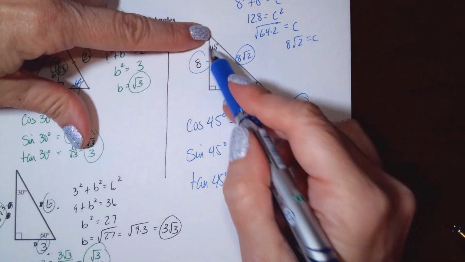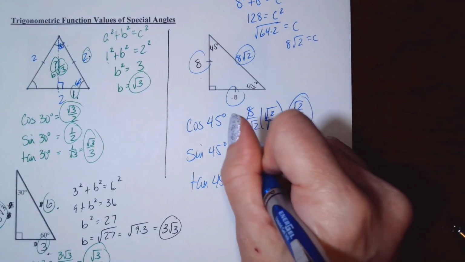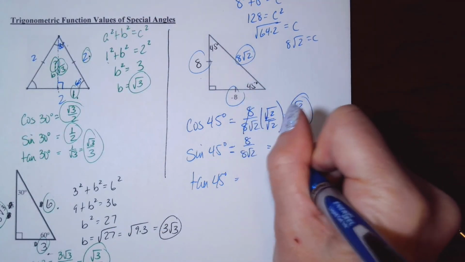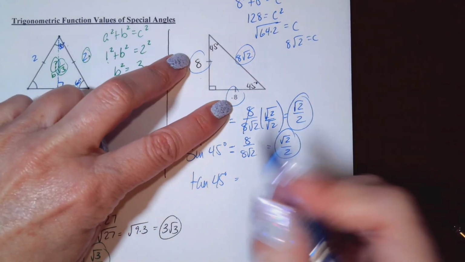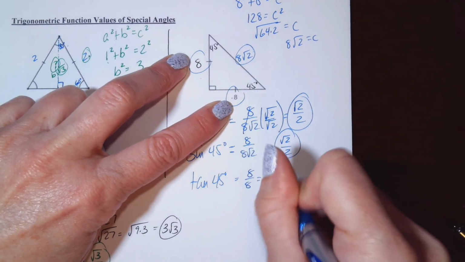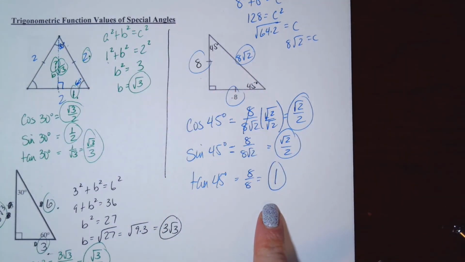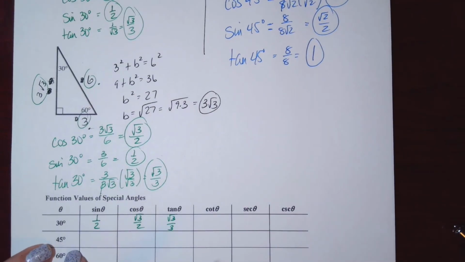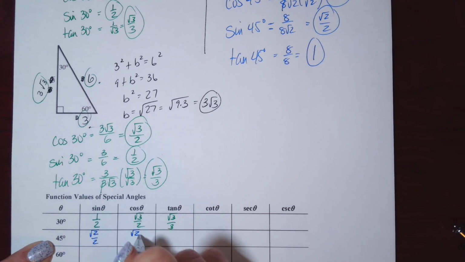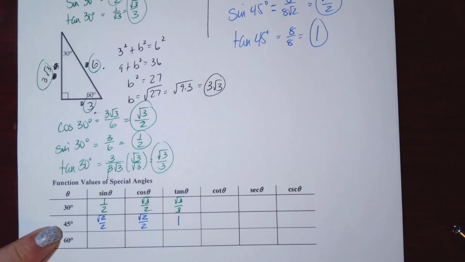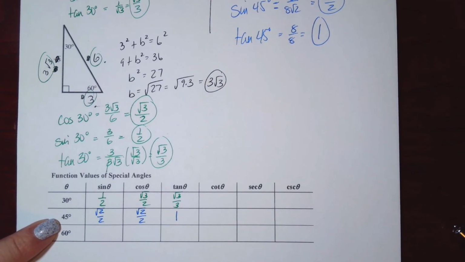Sine of 45 degrees, opposite over hypotenuse, is going to start out the same way, so it's also going to reduce down to be square root 2 over 2. Tangent is opposite over adjacent, so in this case that's 8 over 8. It's always going to be 1. No matter what that initial side length started out to be, the ratios are always going to simplify to be these values. I can come down here to my 45-degree angle, and I can say sine is square root 2 over 2, cosine is square root 2 over 2, and tangent is going to be 1 every single time, no matter what size I start with.